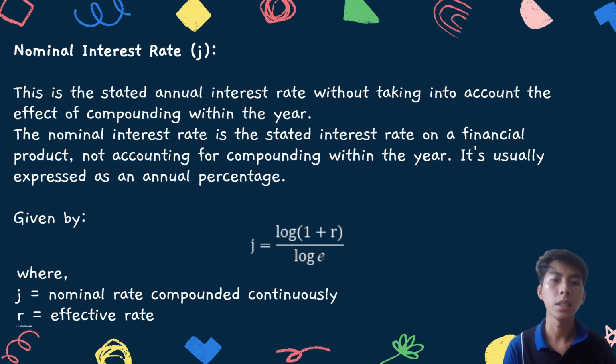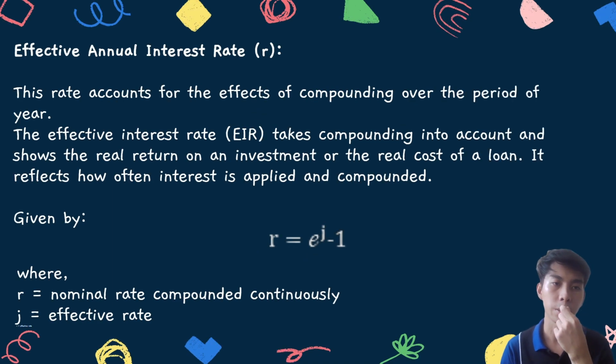It is given by the formula J equals log of 1 plus R all over log of E, where J is the nominal rate compounded continuously and R is the given effective rate, or the given value in the problem. So what is the effective annual interest rate?